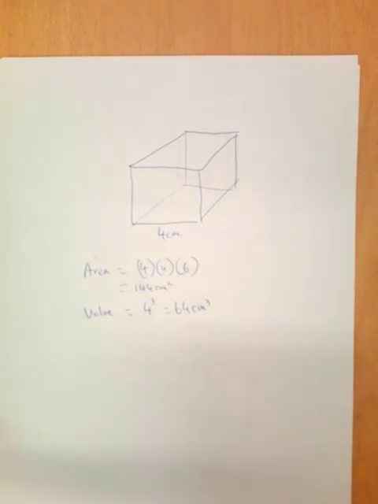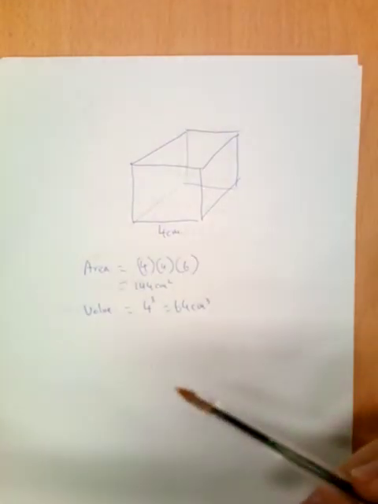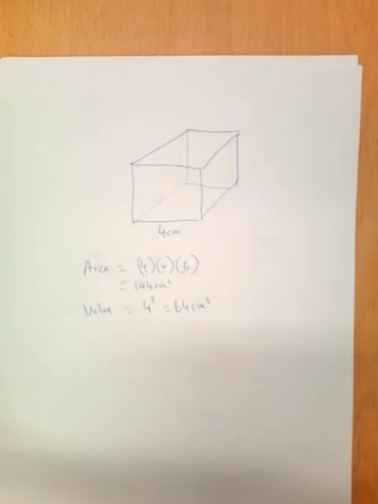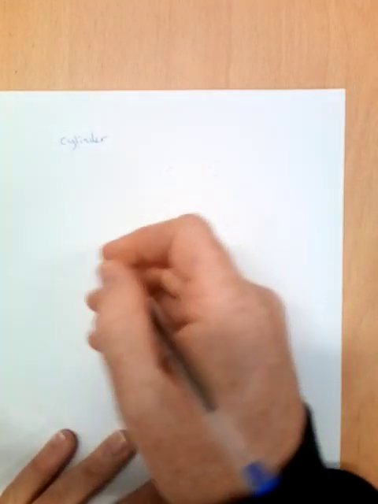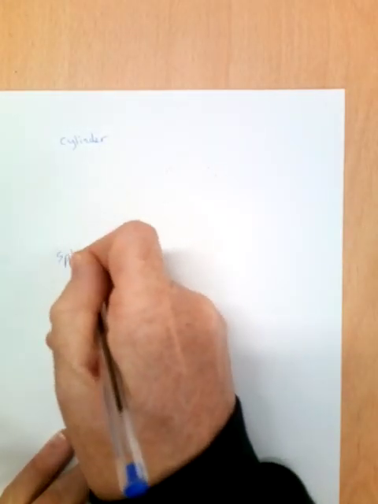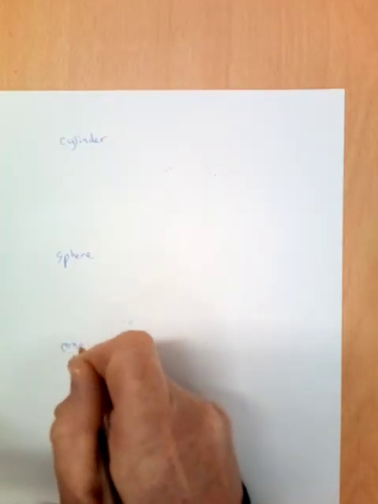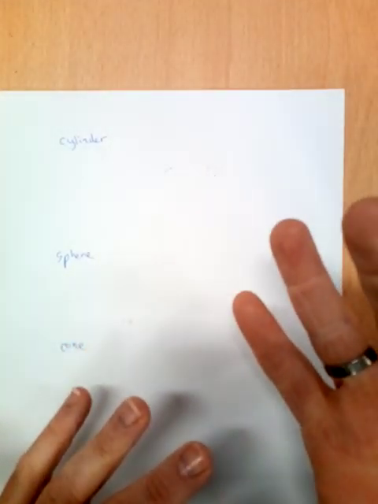Now, with all of these, you're going to have to mix and match to get the ones you want, okay? So, that brings us on then to the cylinder, the sphere, and the cone, okay? Cylinder, the sphere, and the cone. Okay, so cylinder is the easiest one.